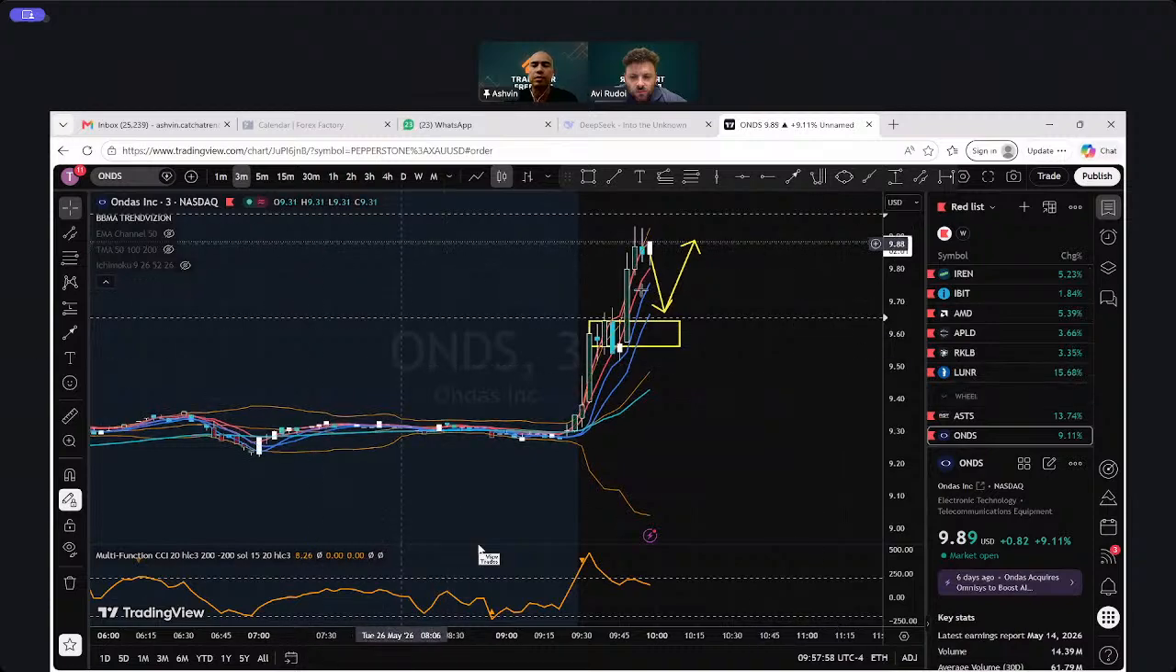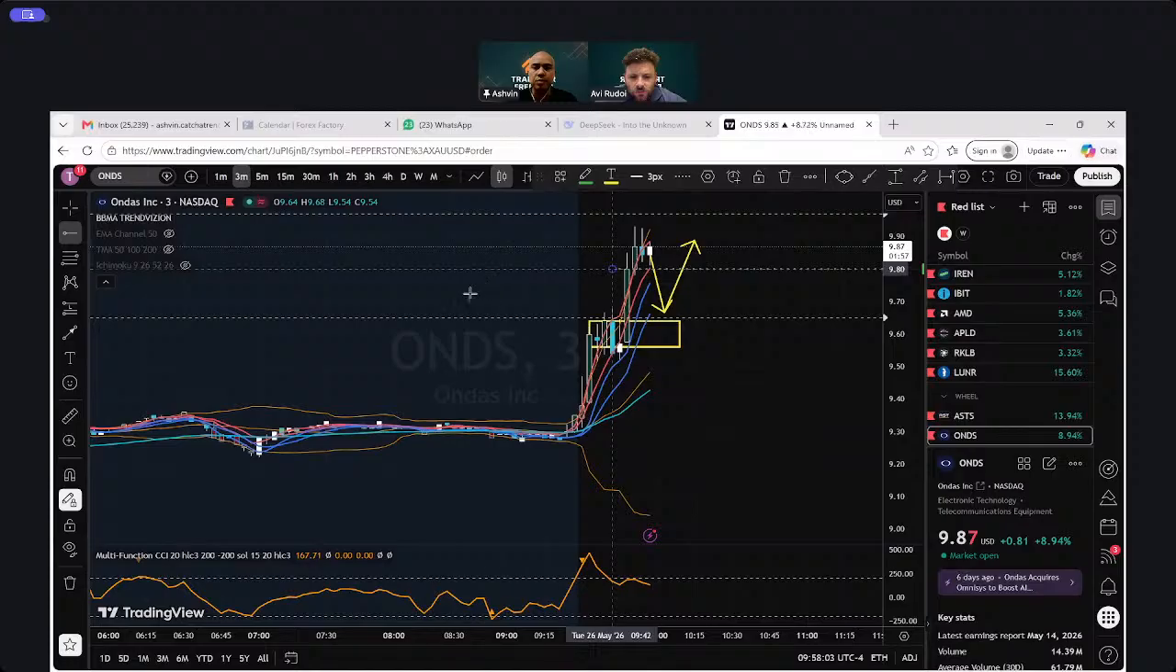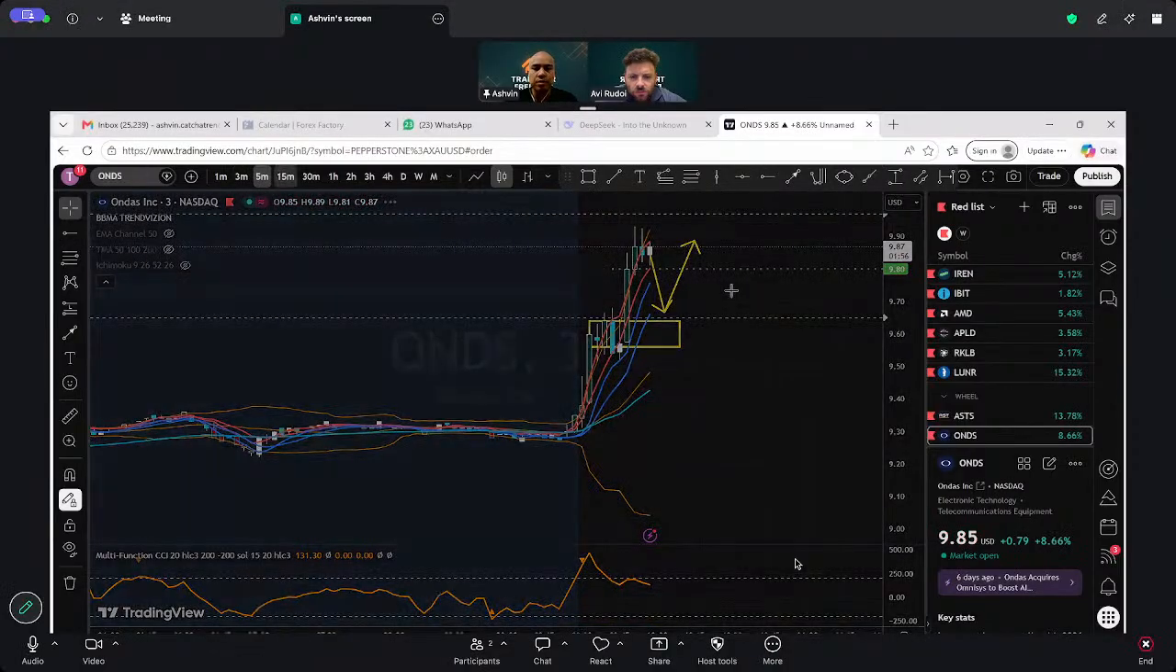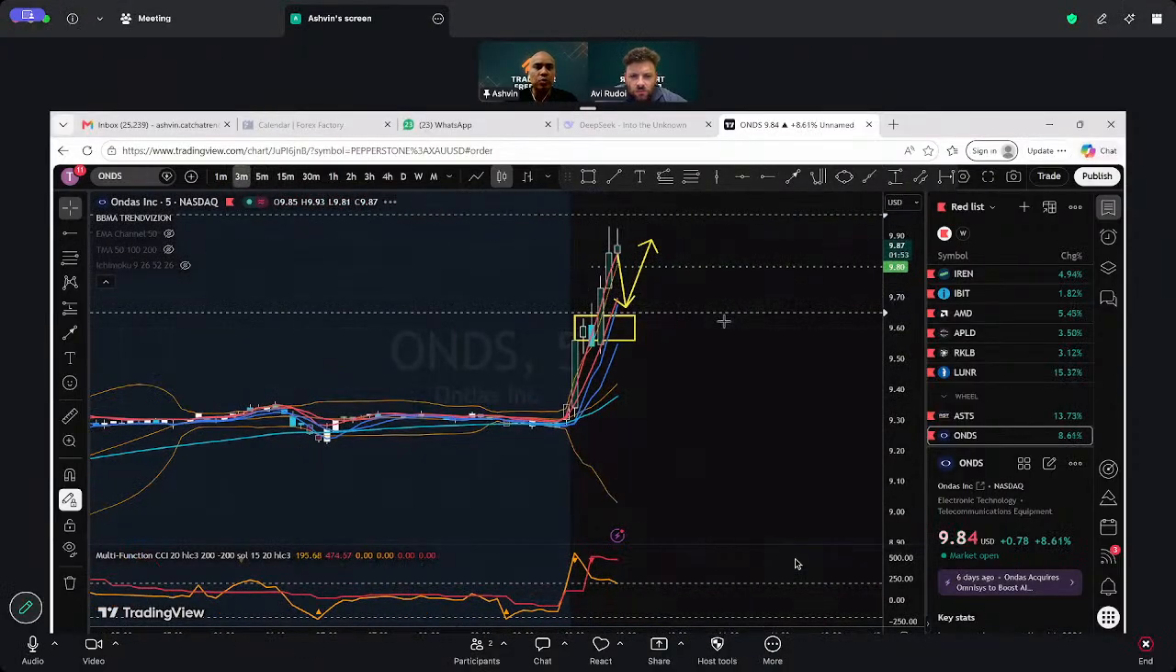Yeah. I was slow a bit. I wanted to enter at this price here. This would be a good price. This would be a better price here.